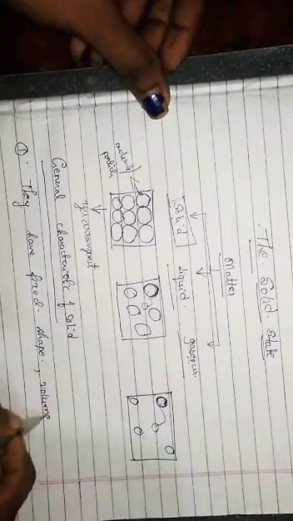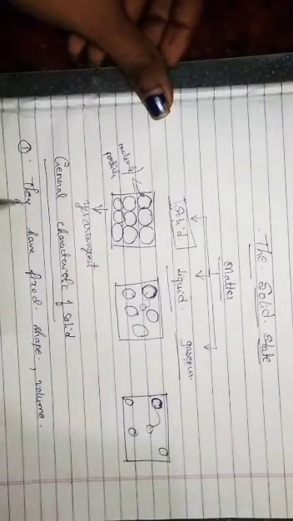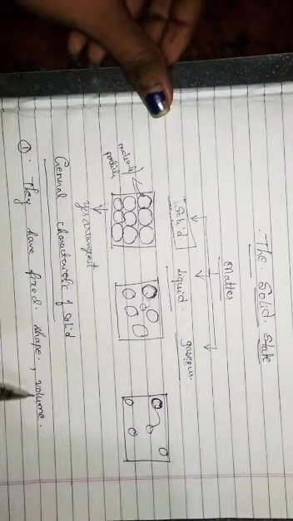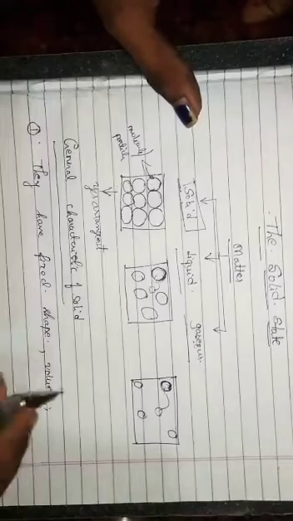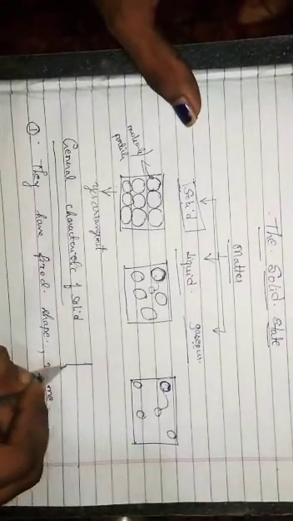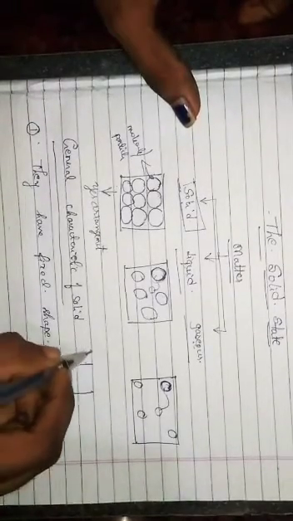This is the first point: they have a fixed shape. The next point, the second one, is that they have a definite volume. Is it so? Do they have a definite volume? For example, if you take one beaker, this is a beaker of 1 liter capacity.